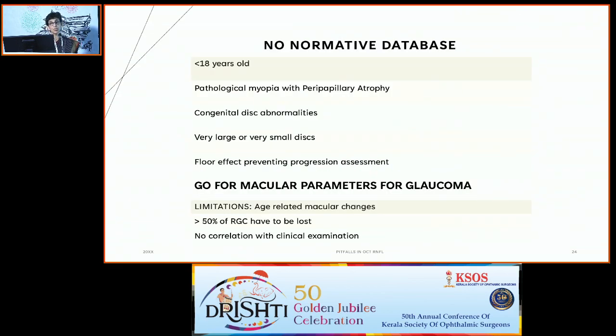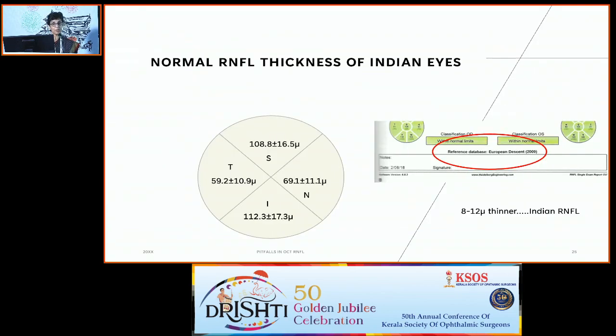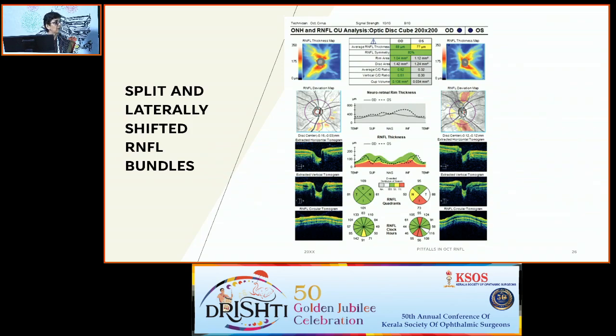There are many instances where a normative database is not available. PGI Chandigarh is actually working on smaller children and giving us a normative database for Indian eyes. In instances where a normative database is not available, we have to go for the macular parameters. This is the normal RNFL thickness for Indian eyes, which is about 8 to 12 microns thinner than Caucasian eyes. And since our reference is the European database, we have to keep that in mind and prevent a mistake of labeling a patient as glaucomatous.